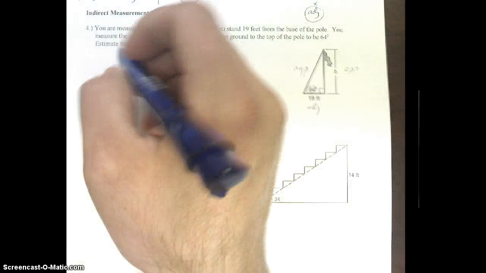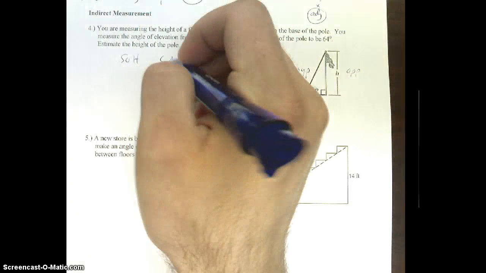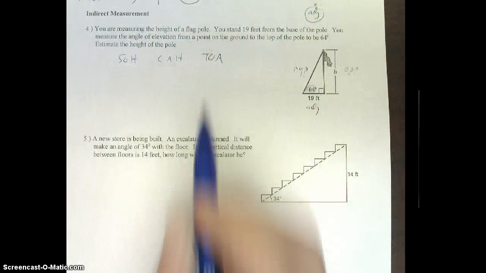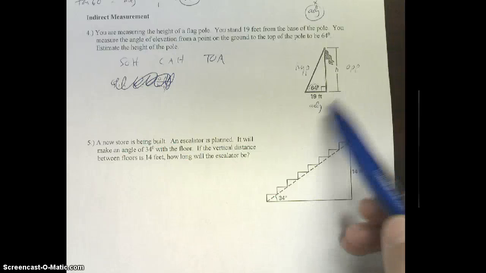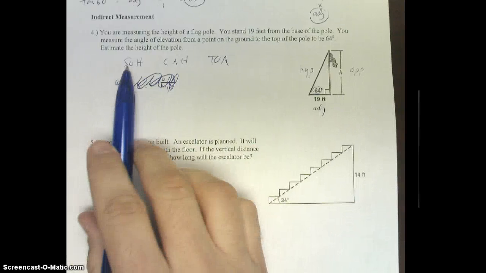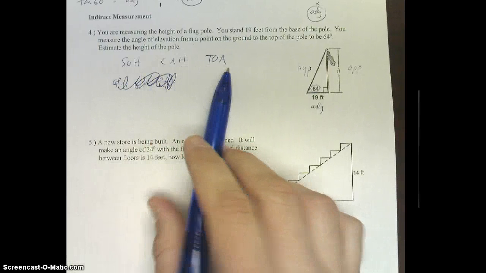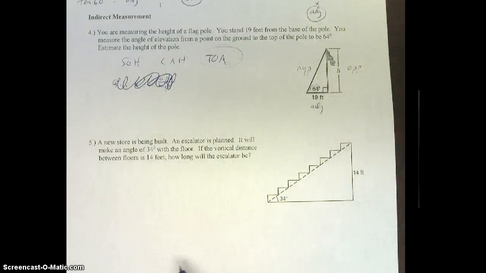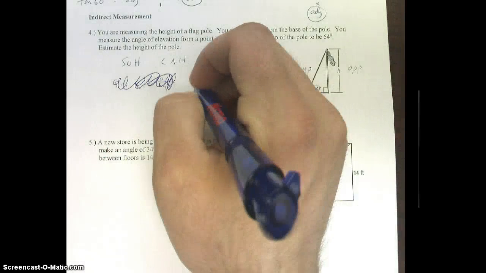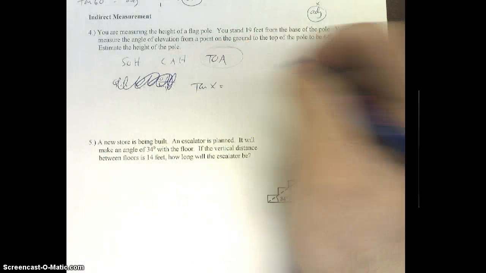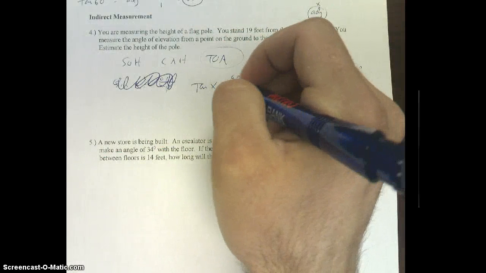So out of all 3 of them, we ask ourselves which one uses O and A. Right? So if you look through them, this is O and H, A and H, O and A. Here's the one we want. Okay? So tangent of x equals opposite over adjacent.